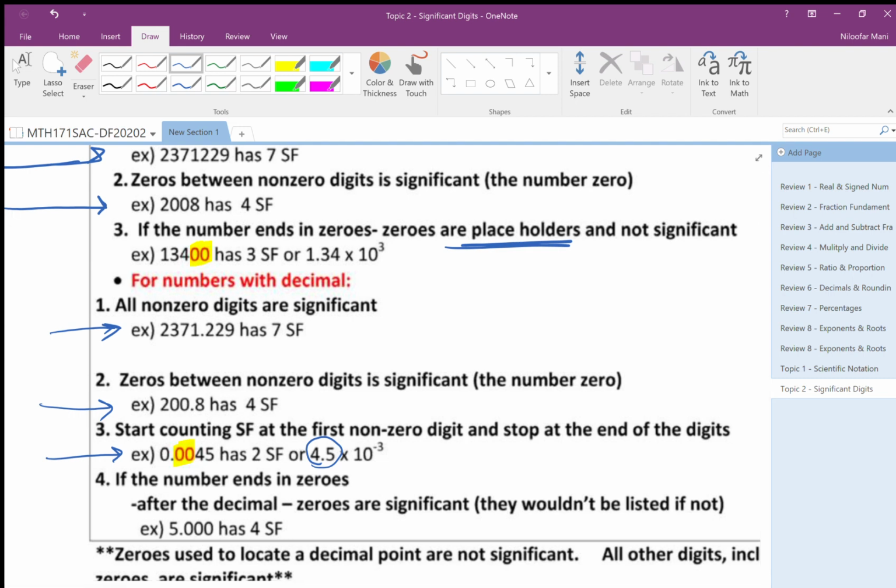How about if I have zero after the decimal? How about that? Okay, I mean this.